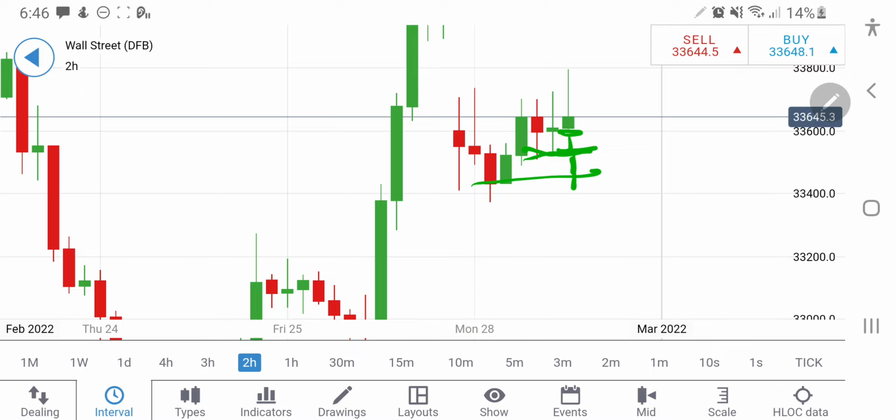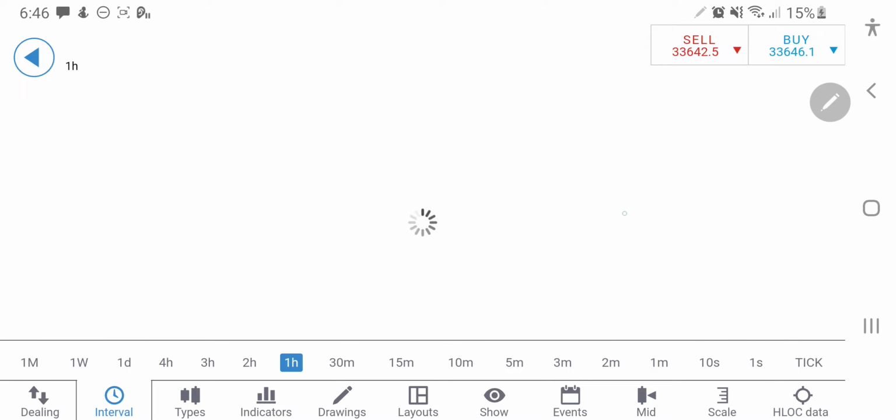Remember, till the time it remains above 33,520, one can remain long on US30. In fact, achieving 33,450, it can again bounce back from those levels. So yes, I am expecting it to bounce back, but let's see what the indicators are saying.